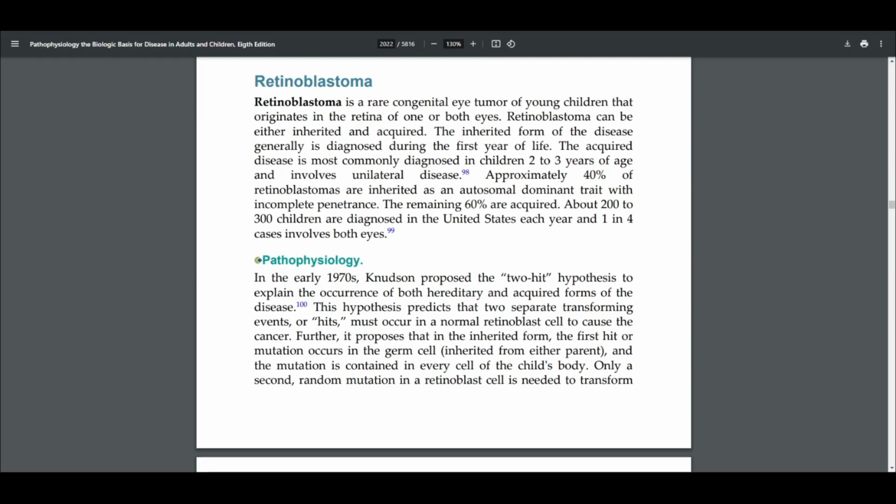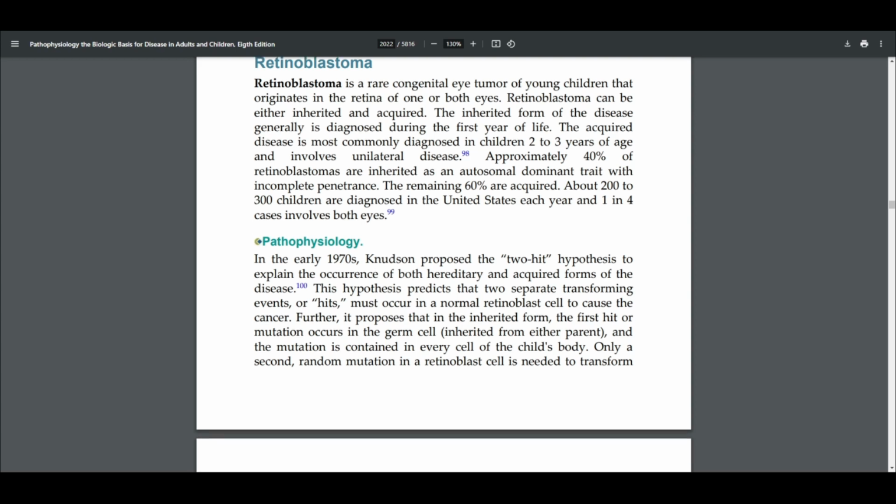Approximately 40% of retinoblastomas are inherited as an autosomal dominant trait with incomplete penetrance. The remaining 60% are acquired. About 200 to 300 children are diagnosed in the US each year, and 1 in 4 cases involves both eyes.